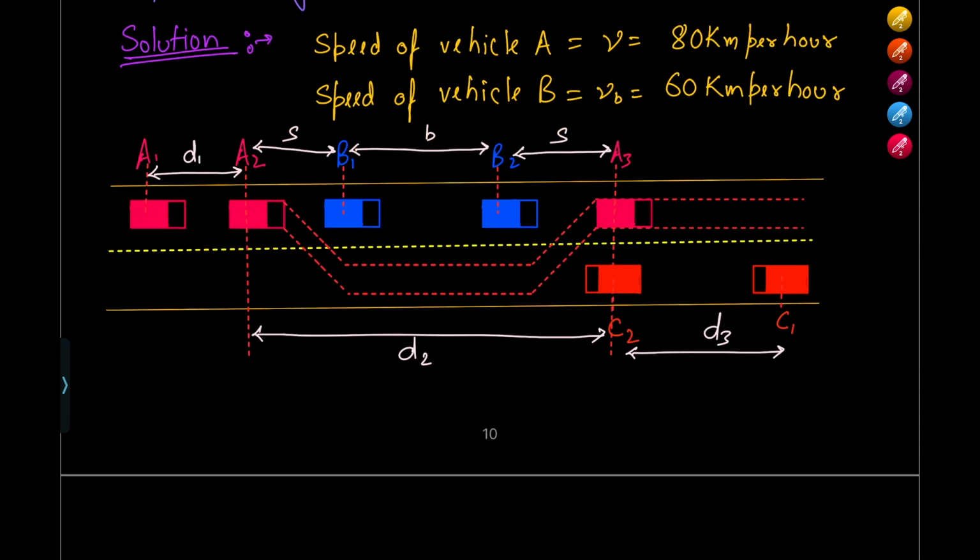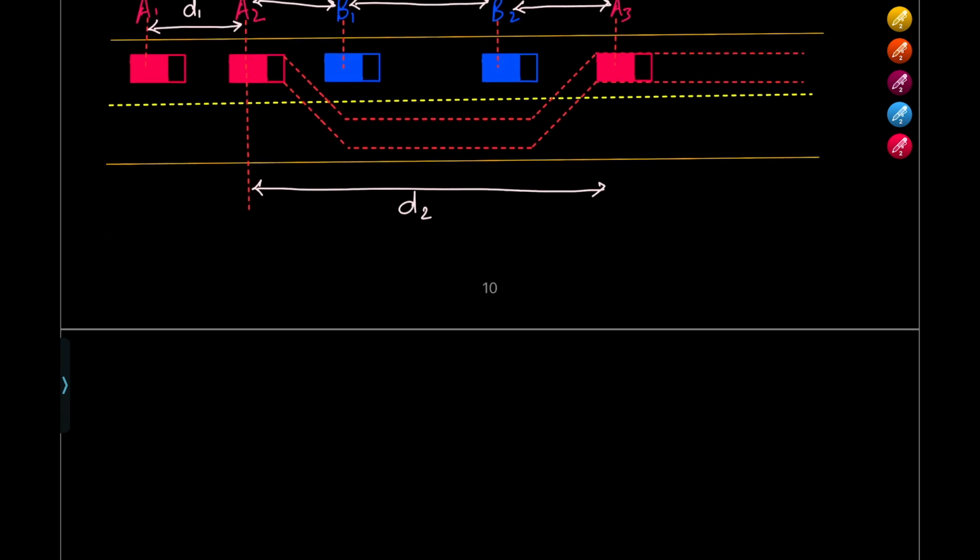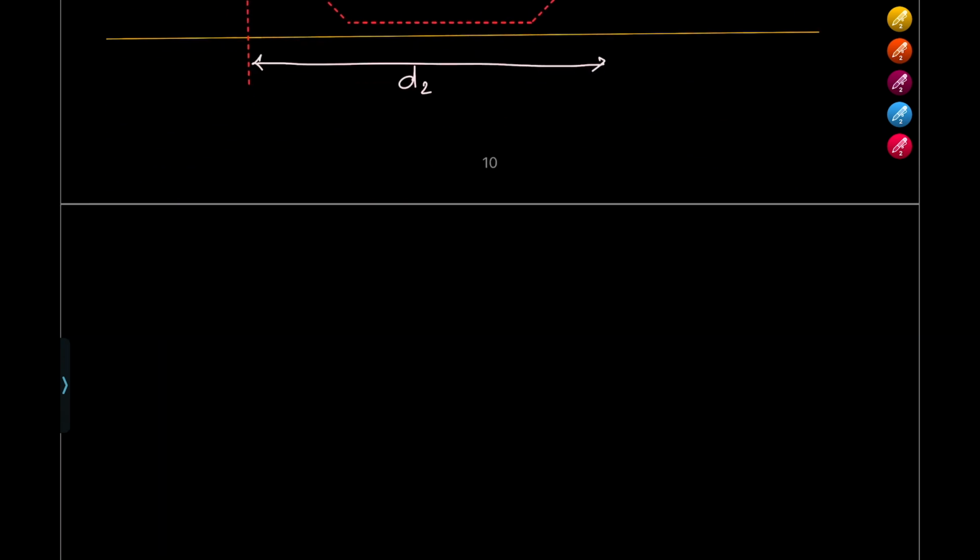So as we can remind ourselves from the previous figure, since there is only one-way traffic, this vehicle will not be present. So the value of C1, C2, D3 will not be present. We need to calculate only D1 and D2. So let's calculate D1 first. To calculate D1, we'll write this down.